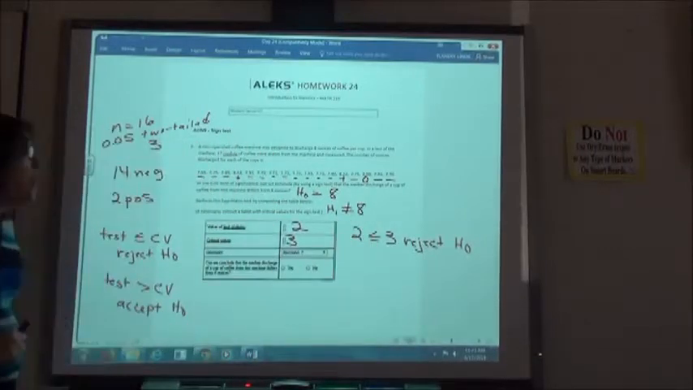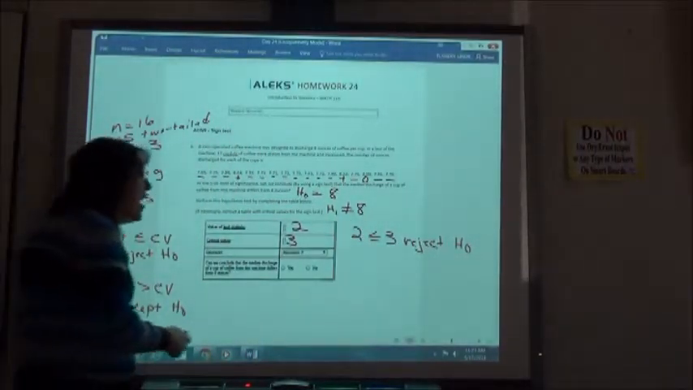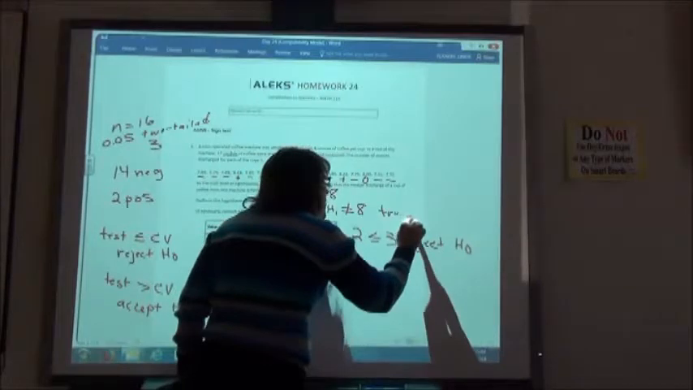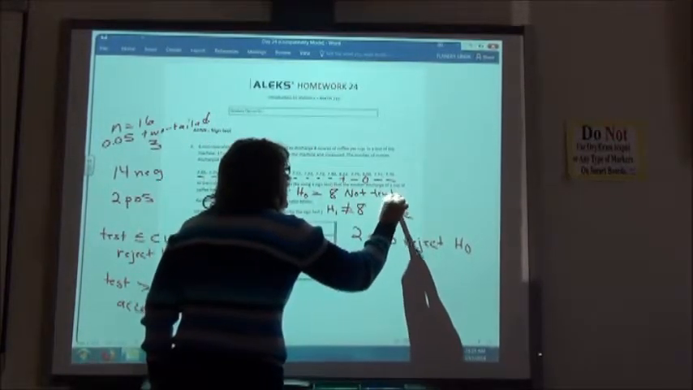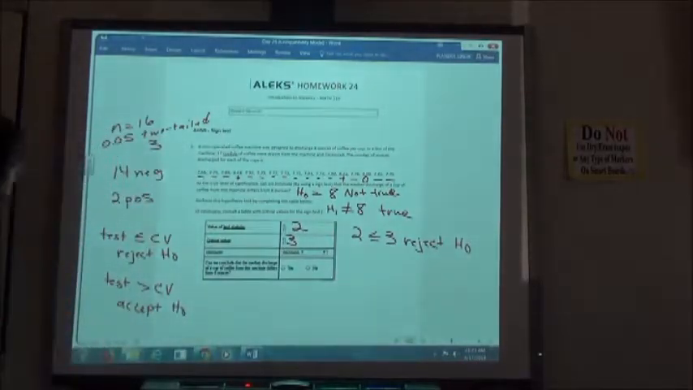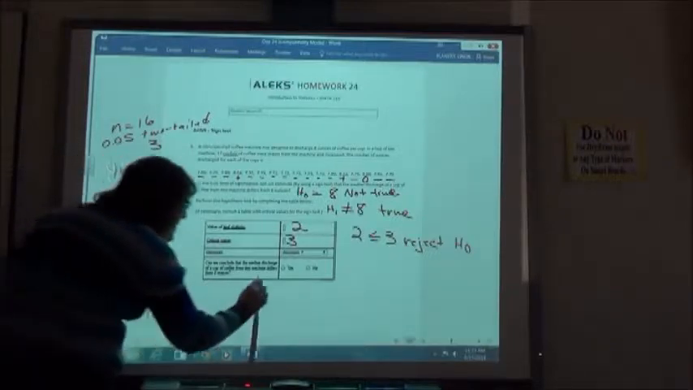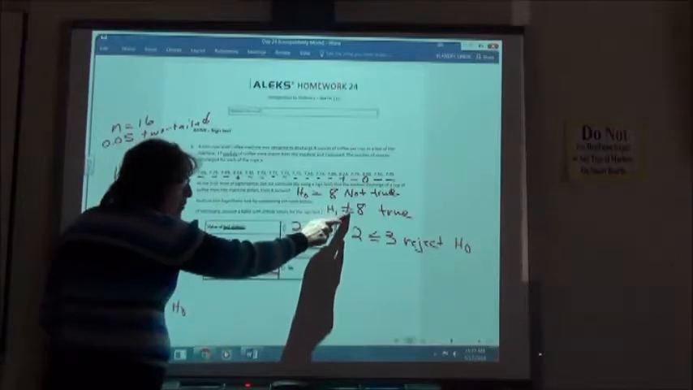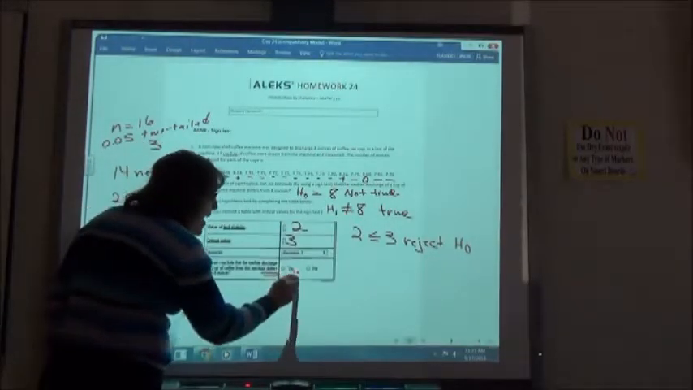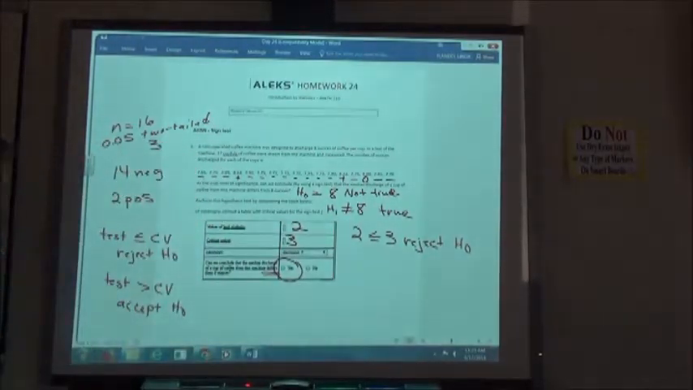The alternative then is that it's not equal to 8 ounces. So this is my true statement. The null is the one that's not true because we rejected it. So can we conclude that the median discharge of a cup of coffee from this machine differs from 8 ounces? It's not equal to 8 ounces. That's the true statement. So yes, we can conclude that.